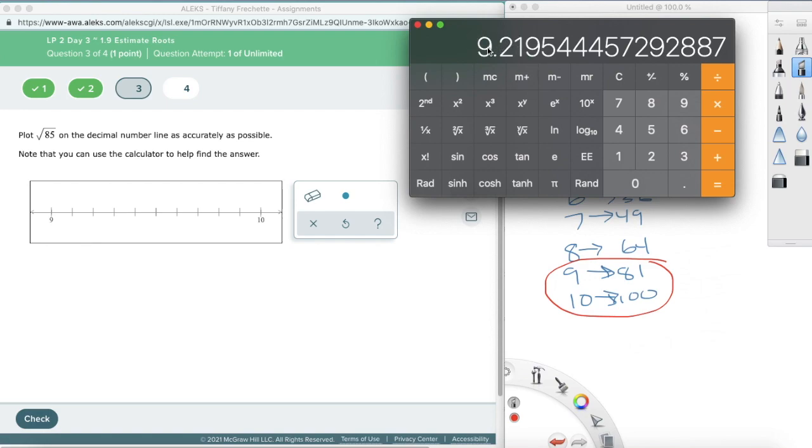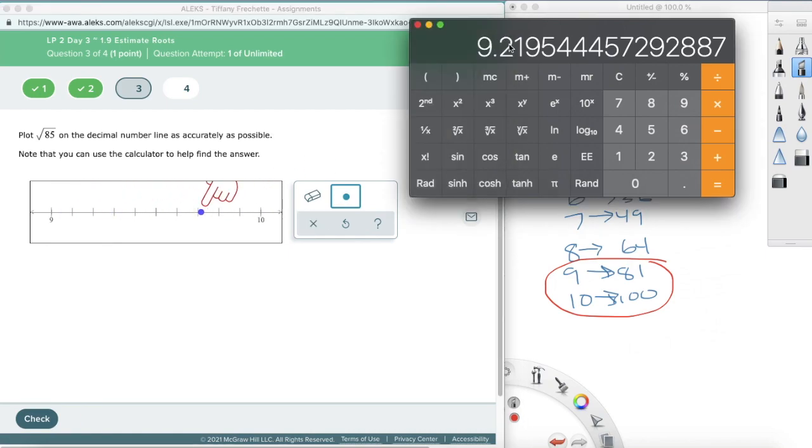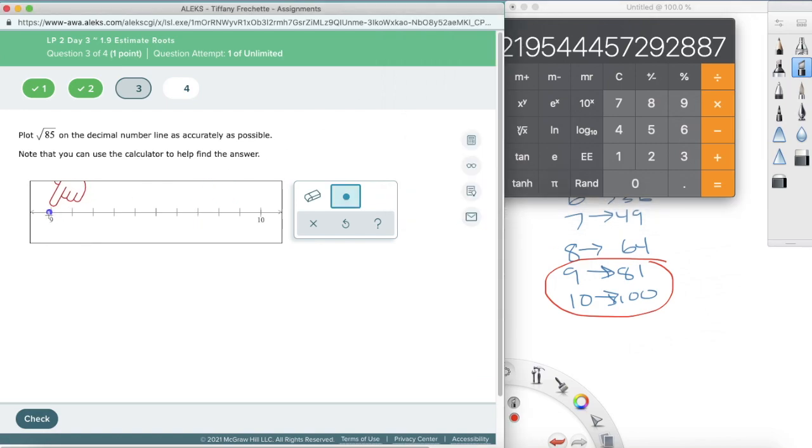So I'm going to take my dot, I need to select it. See, now I have a hand here. And if you notice, this is 1, 2, 3, 4, 5, 6, 7, 8, 9, 10 if I go all the way to the next whole number. So it's divided up into tenths for me already. And this is the tenths place. So I'm going to go 9 for my whole number and then 1, 2. And I'm going to click, and that places my dot there. And I'm going to go ahead and check that.